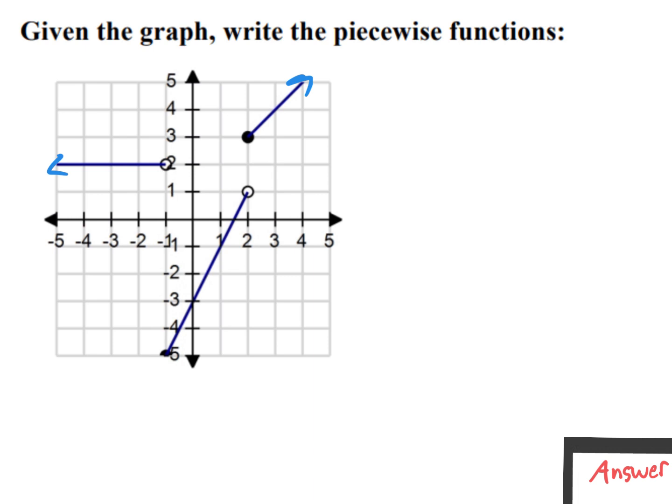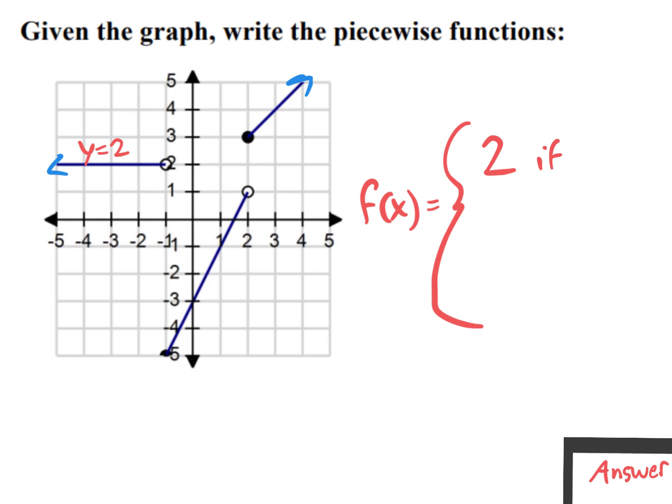So to begin, we would say f of x equals big giant nasty bracket. And the first equation up here is this line right here. And that equation is y equals 2, right? But the y equals 2 would give you the whole line. But this is what I'm going to do. f of x is really y. So y equals, I'm going to put a 2 up here. Now the condition, if what?